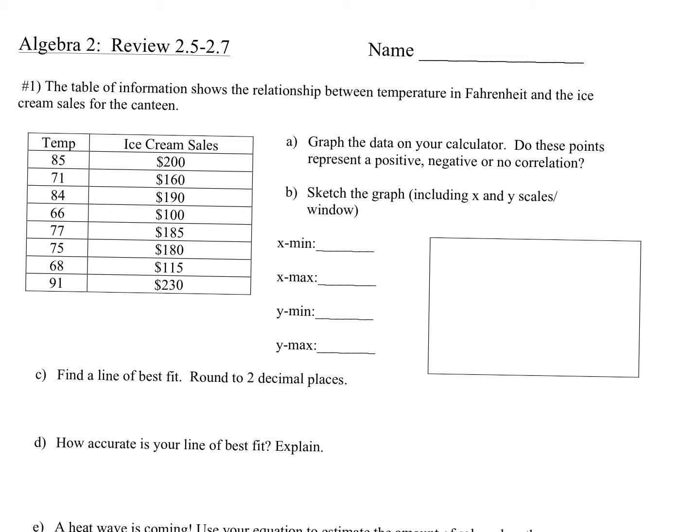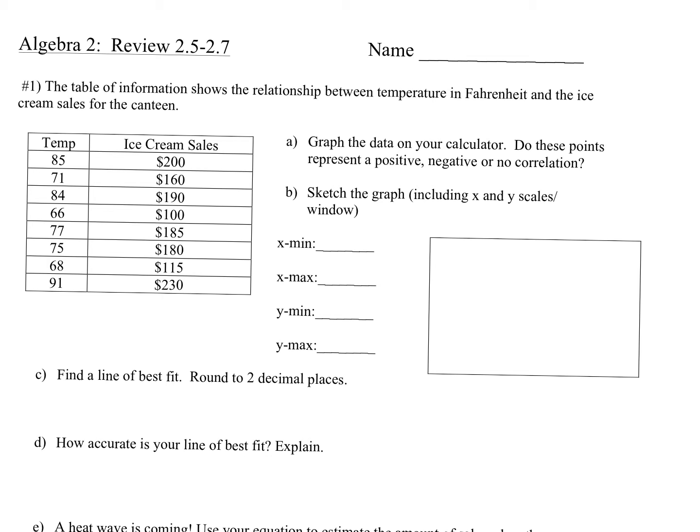Letter A, is it positive, negative, or no correlation? What do you have? Positive. If it's a positive slope, it's a positive correlation, right? If it's on its way up, left to right, it's positive. So that's a positive correlation for A.